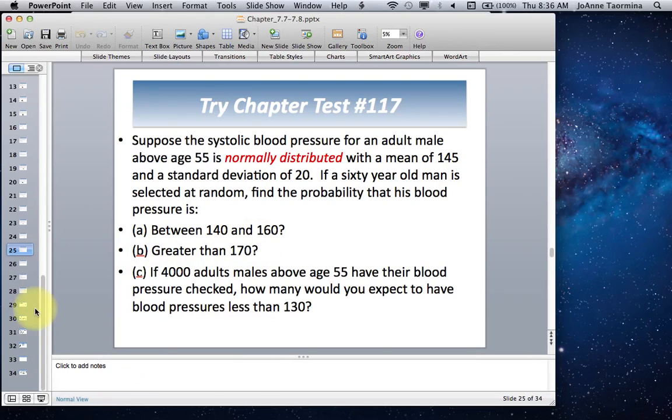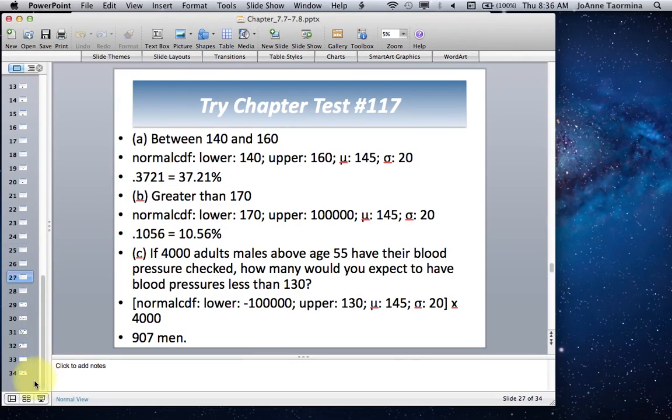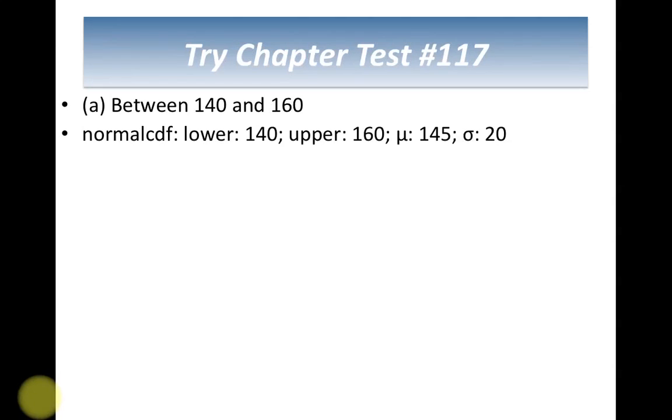CDF on your calculator. So we're going to enter a lower of 140, upper 160, mean of 145, standard deviation of 20, and you'll get a value 0.3721, 37.21%. Okay, so the probability that a person has blood pressure between 140 and 160 is 37.21%.